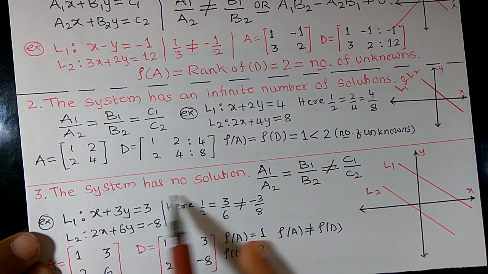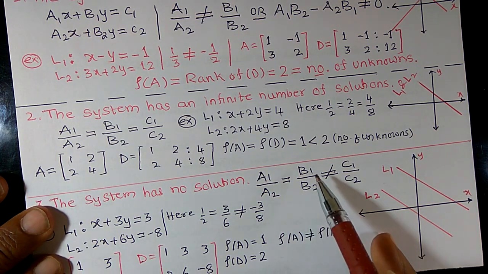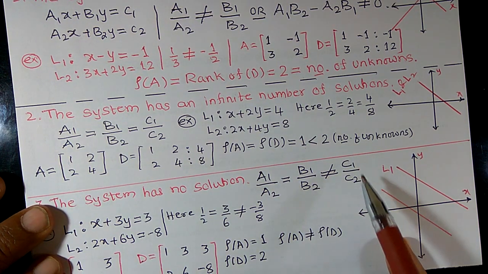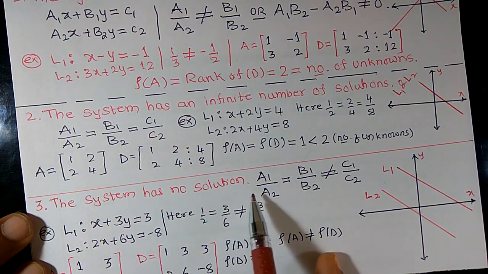And finally, the system has no solutions. They have given two equations, two unknowns. We can verify this condition: a1 by a2 is equal to b1 by b2 and is not equal to c1 by c2. If it satisfies this condition, then the system has no solution.